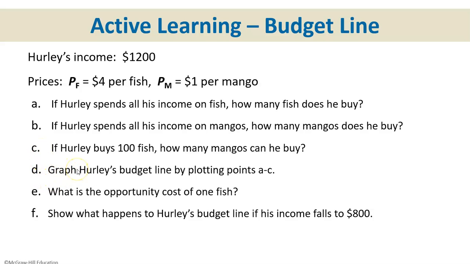So graph the budget line for Hurley. When you're done with the graph, solve for the opportunity cost of 1 fish. And then for F, Hurley's income falls to $800. See what will happen on the graph if Hurley has a reduction in his income.